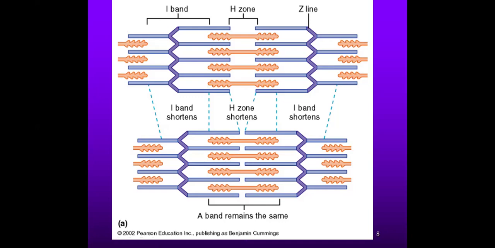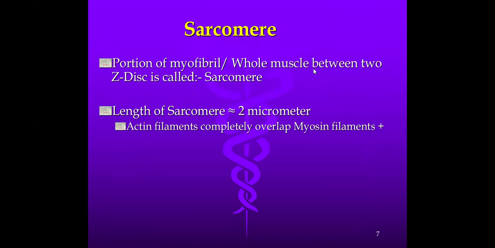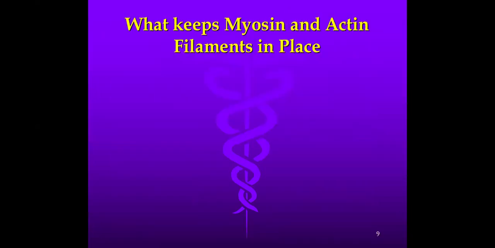So there is shortening of the I band as well as shortening of the H zone, but there is no change in the A band. Remember this point: during the contraction, when the muscle is going to shorten, this shortening is because of the shortening of the H zone and the shortening of the I band. Then the midpoint of the H zone is known as the M line. And this dark blue purple color is actually known as the Z disc.